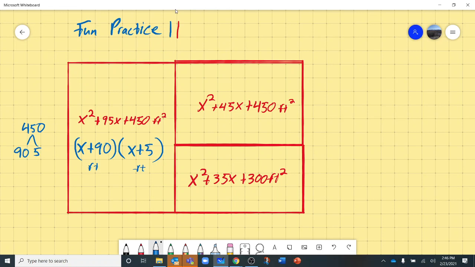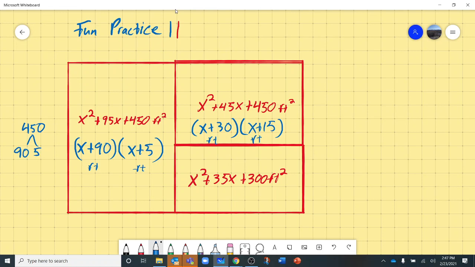The next one, x squared plus 45x plus 450. I did do some pre-calculations on this one just so that it wouldn't get too long: x plus 30 times x plus 15. So 30 times 15 is 450, and 30 plus 15 is 45. So we have x plus 30 feet and x plus 15 feet.